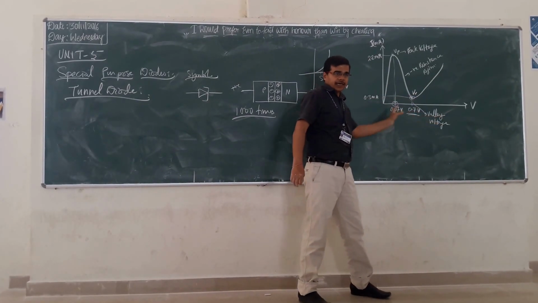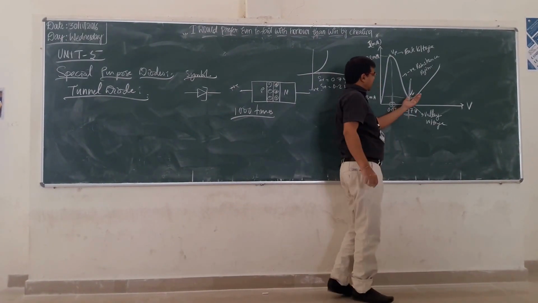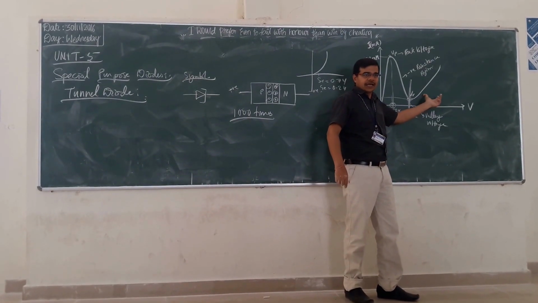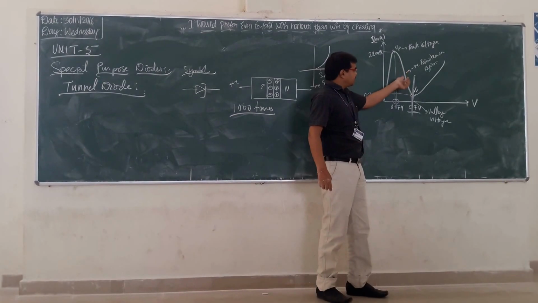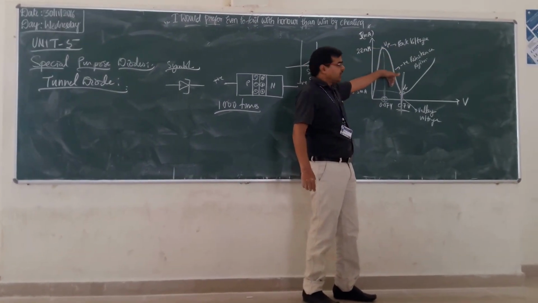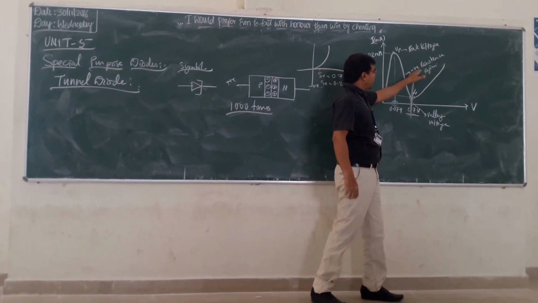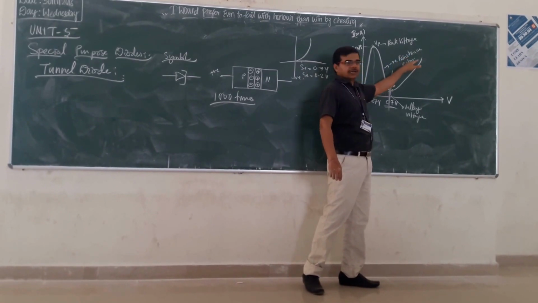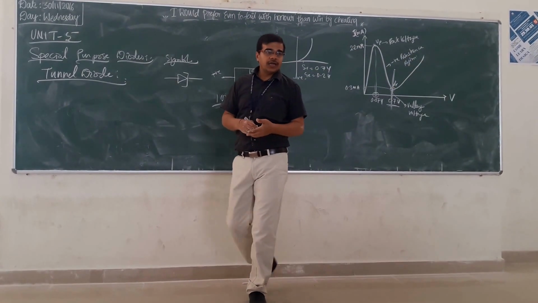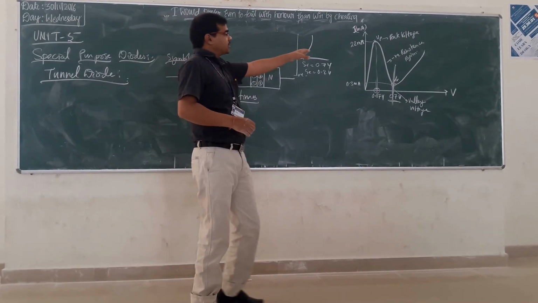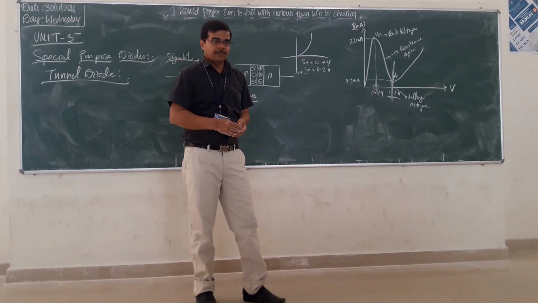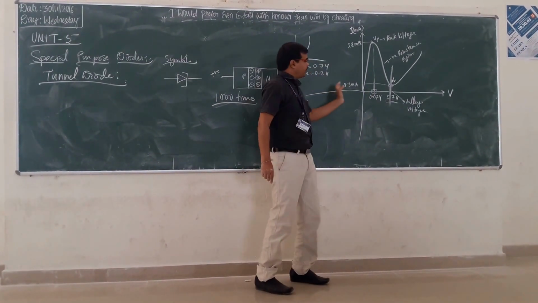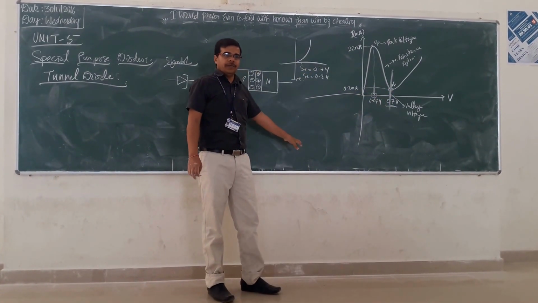Now, in the tunnel diode, after this, the characteristic is similar to your PN junction diode. This region where with increase in voltage there is decrease in current is called your negative resistance region. And we are using your tunnel diode in this negative resistance region only. Now, the reverse characteristics of your tunnel diode will be the same as that of your ordinary PN junction diode.